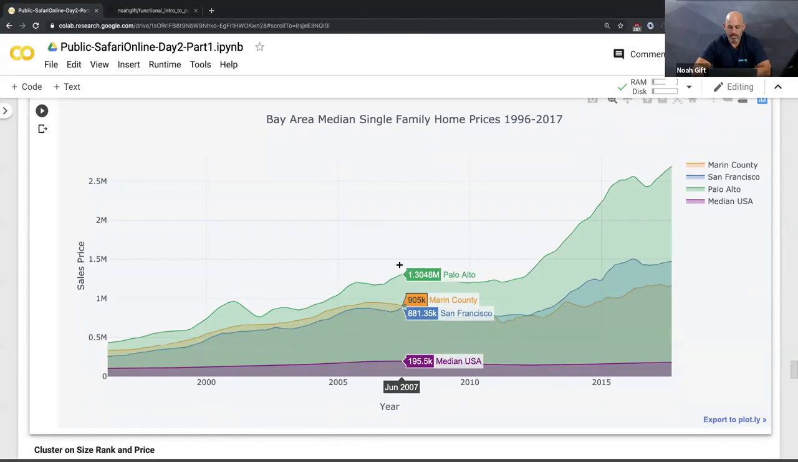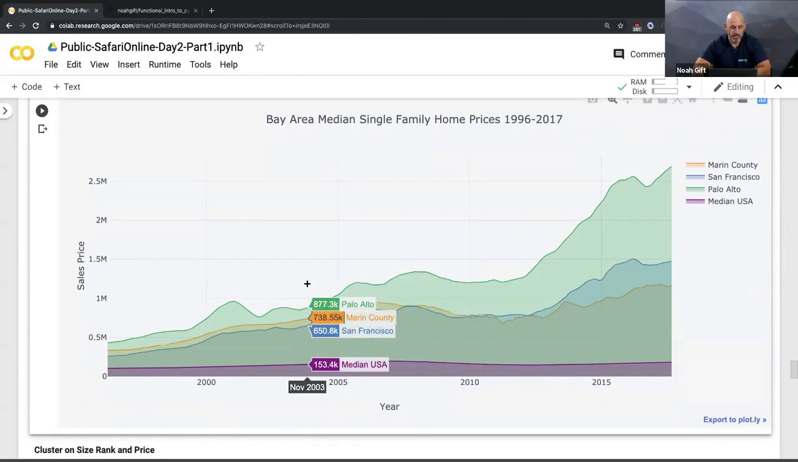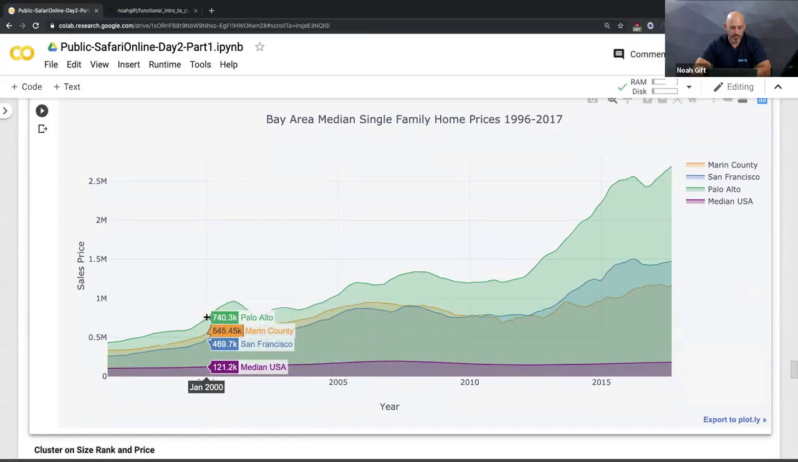And one of the things that we see here is that, let's say in the year 2000, the median home price in the United States was 121,000, and in San Francisco it was much more expensive. It was close to triple, or in Marin County was even higher. Palo Alto was let's say 4 times higher. But if you look at this, it appears there's a very weird trend happening.